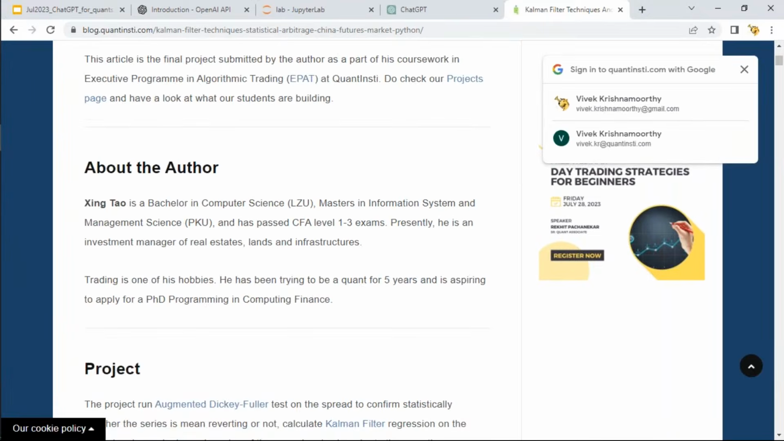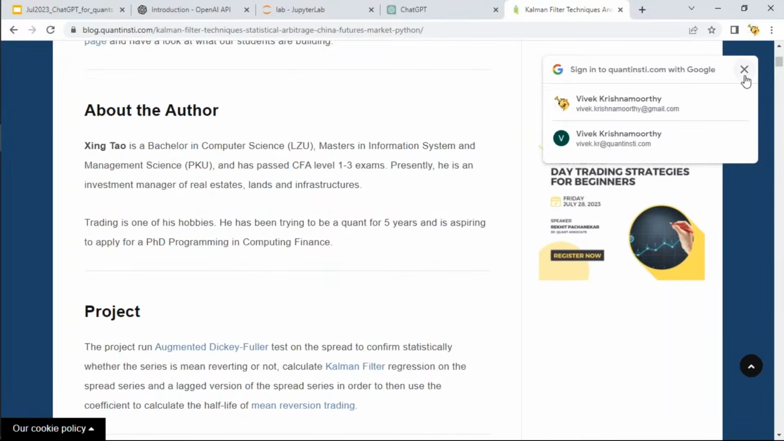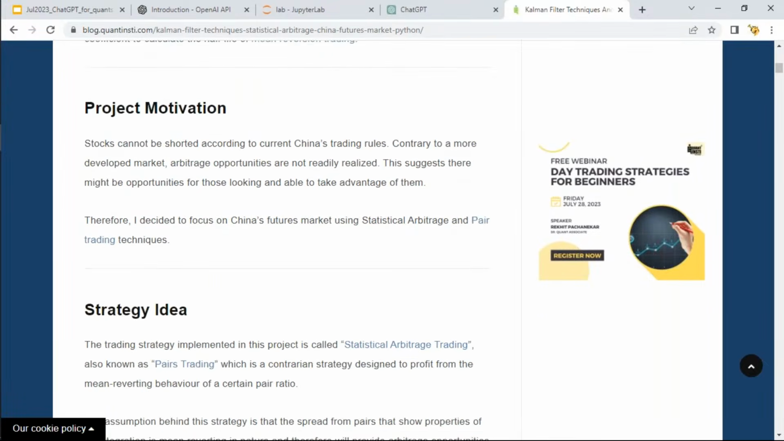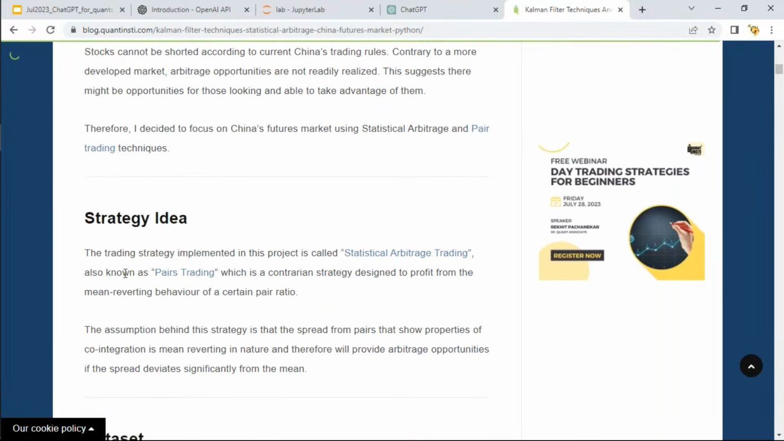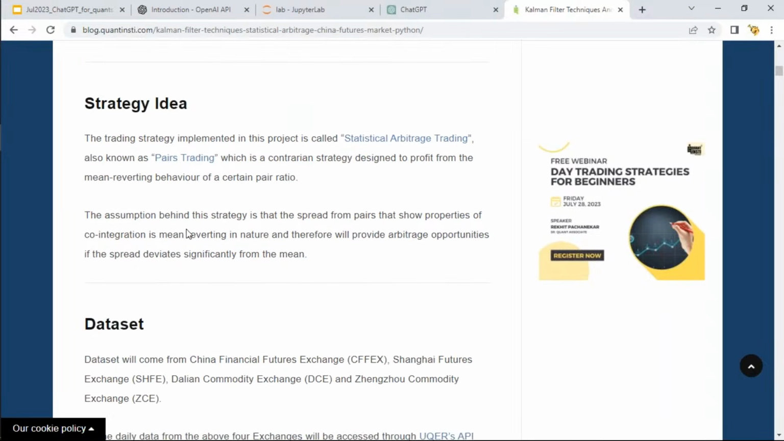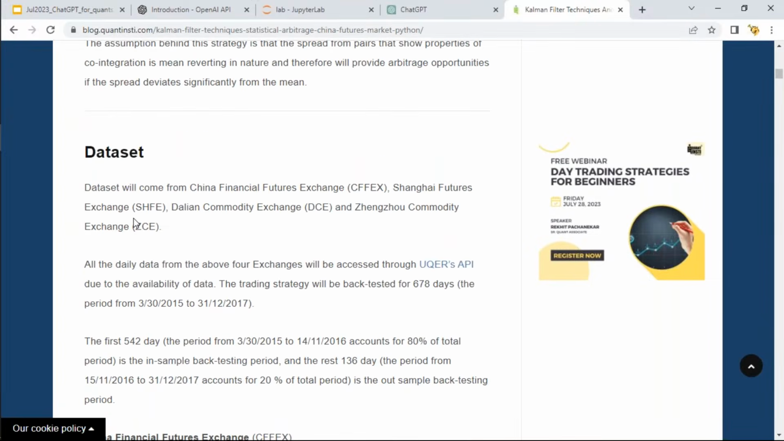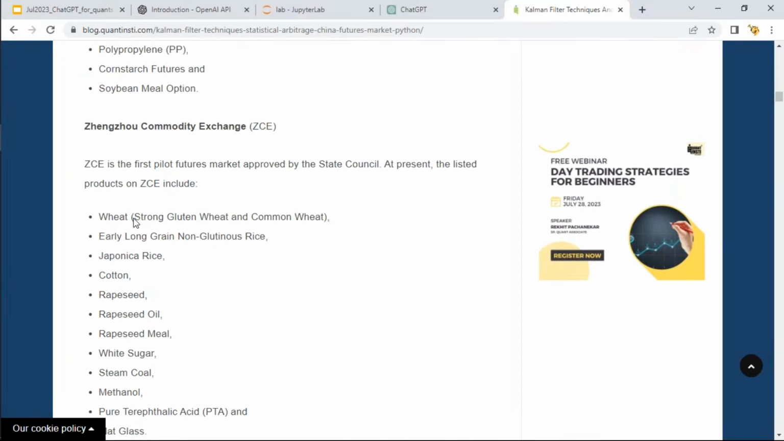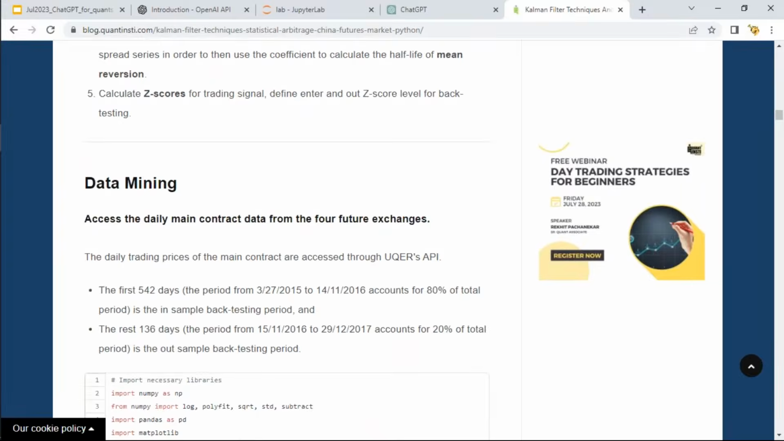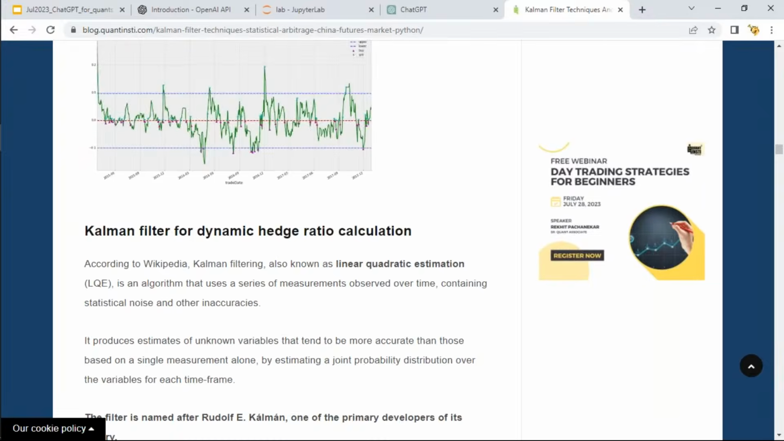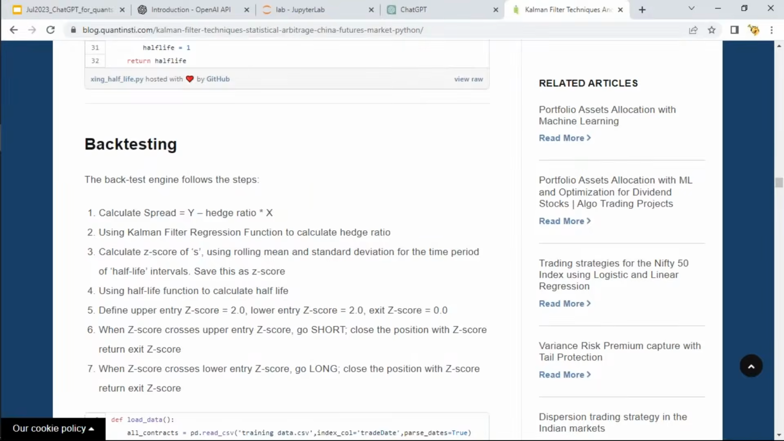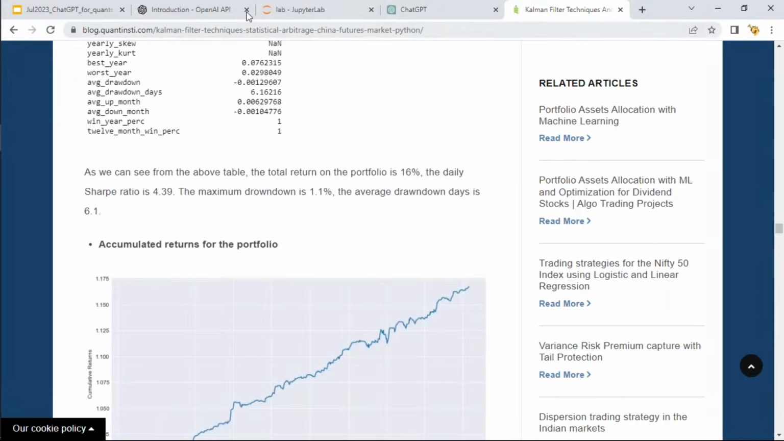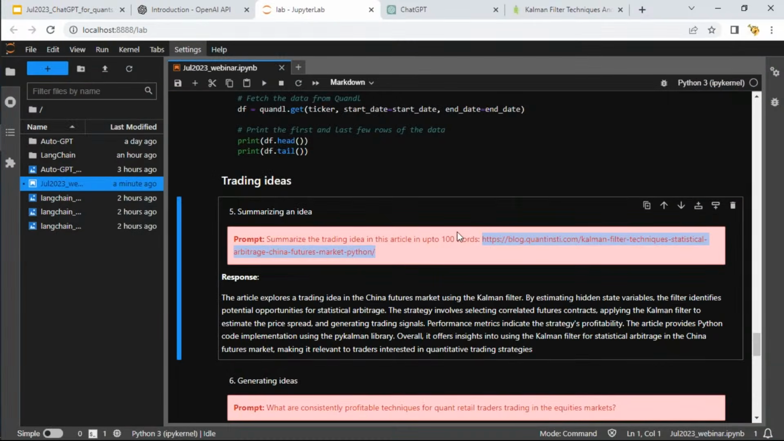So what he did was, he had an idea saying he wanted to implement statistical arbitrage or pairs trading with a certain data set that he's spoken about, and he's explained in detail what he's tried to do, right? Motivation, outline, what he's doing, and so on. It's a pretty long article. Now, suppose I don't have the time to read the whole thing, but I want a short summary of what's going on. I can even do that where it summarizes the idea.